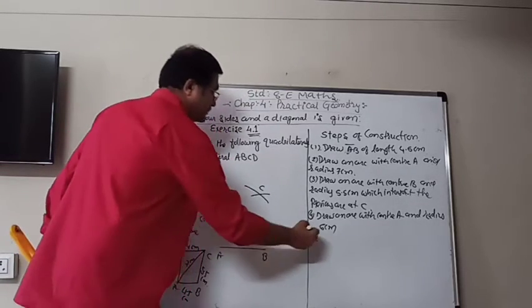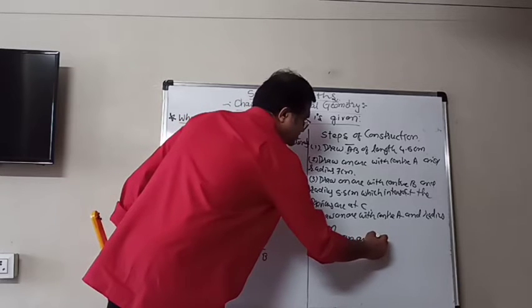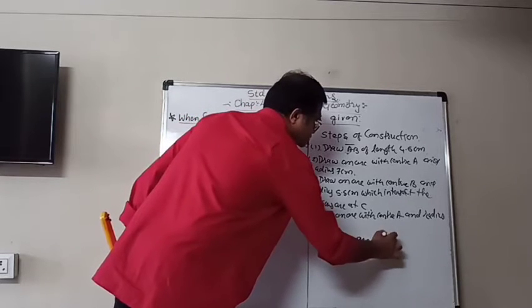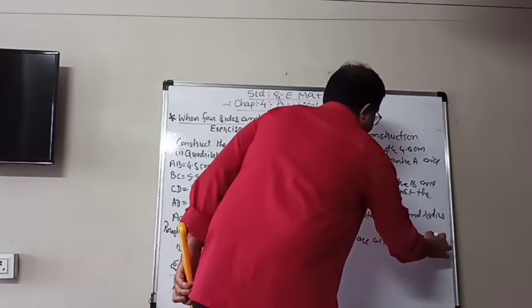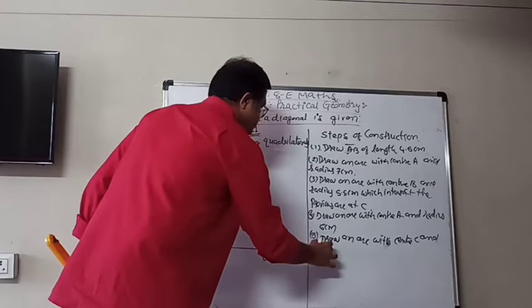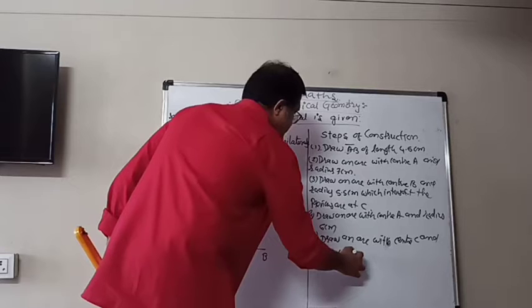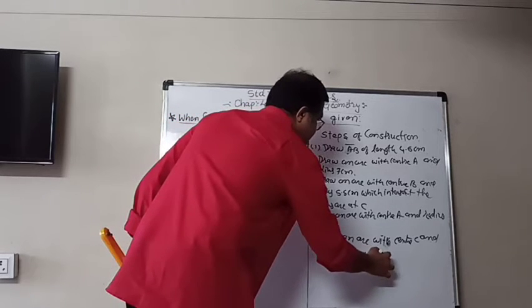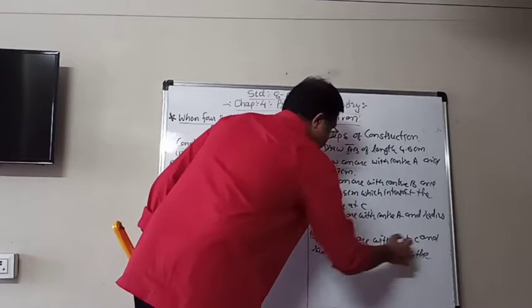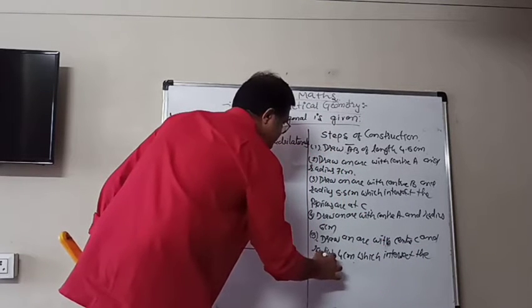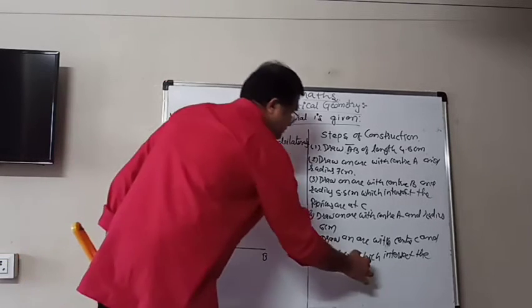So what was the step? Draw an arc with center C. And what was the radius? 4 centimeter, which intersects the previous arc at point D.